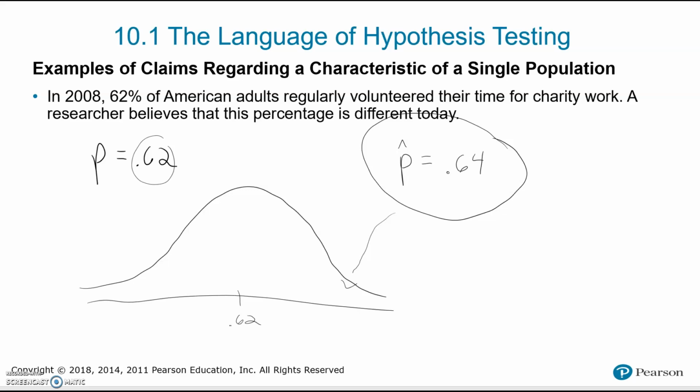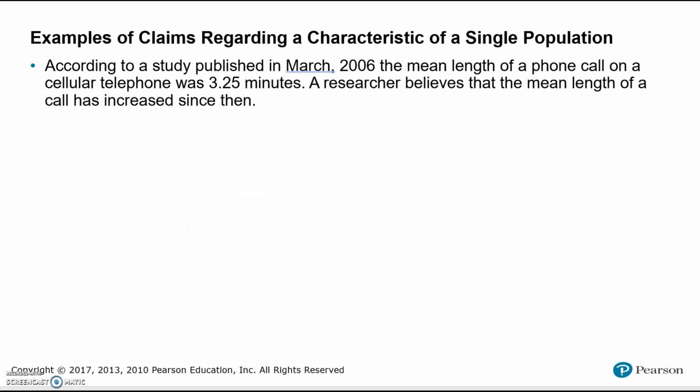The whole idea of hypothesis testing is just how far away our sample statistic is from our population parameter in terms of standard deviations. That's it. And that's why I've been asking you that question: is this result unusual? Because it's just a warm-up for hypothesis testing. Okay? All right.